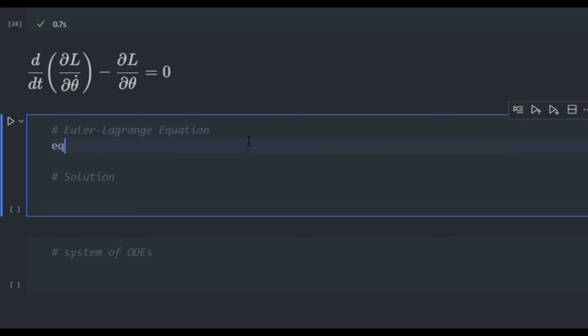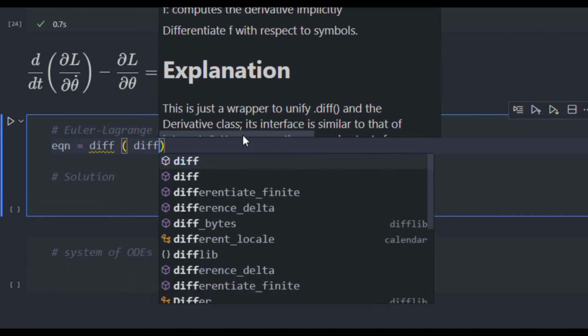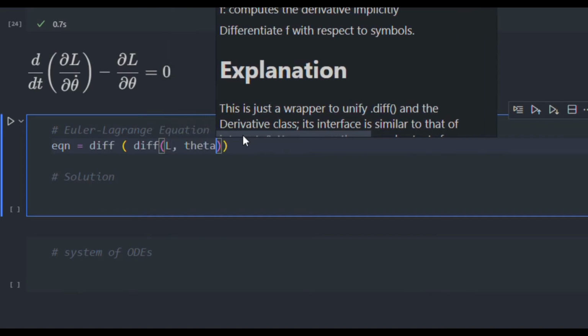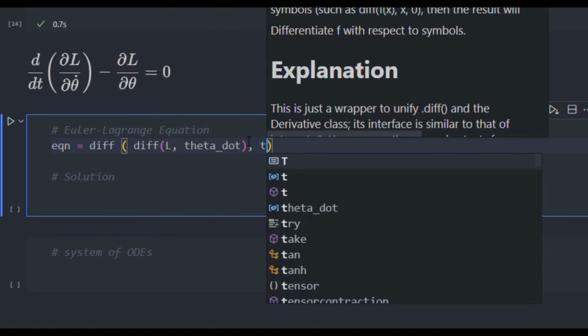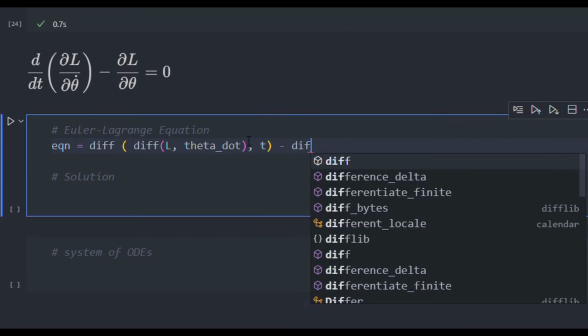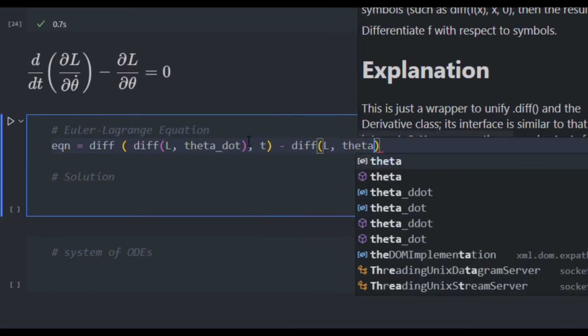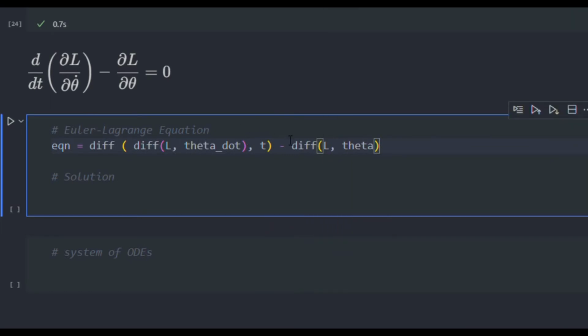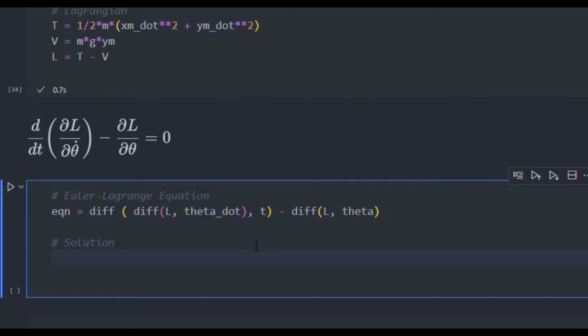Let's type that into our code. So this equation is going to be derivative dL d theta dot dt minus dL d theta. And so in SymPy, whenever we have an equation, it's assumed that this expression right here is equal to zero. And so that's what we see above in our math. Let's go ahead and solve that.